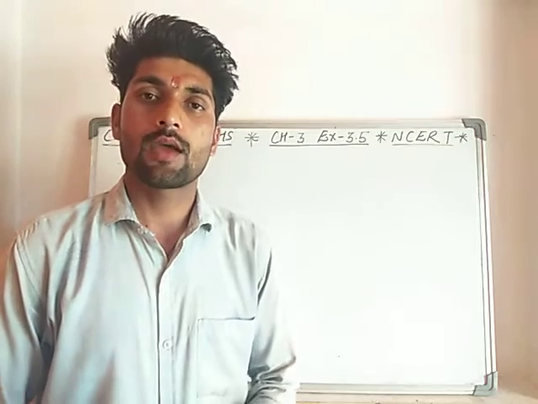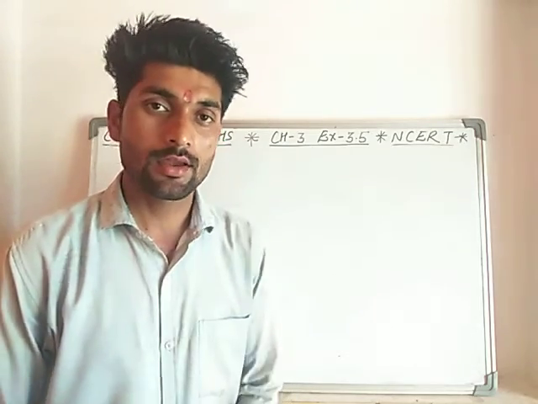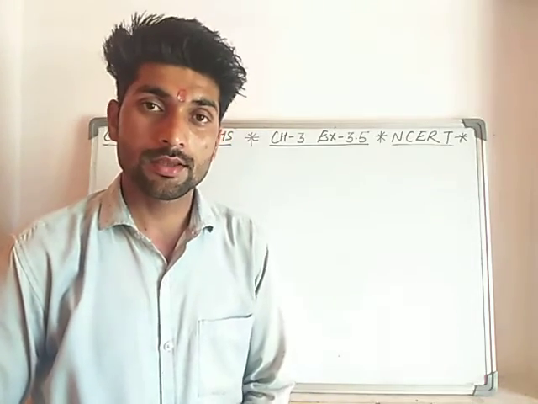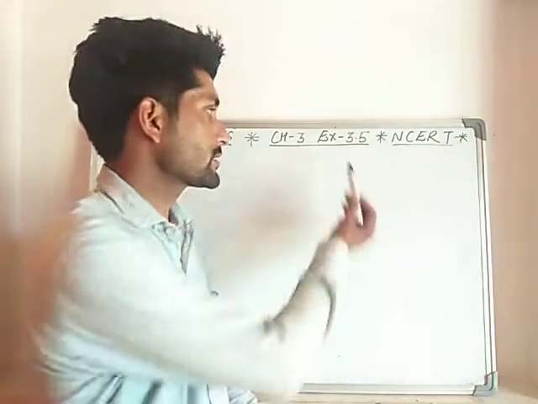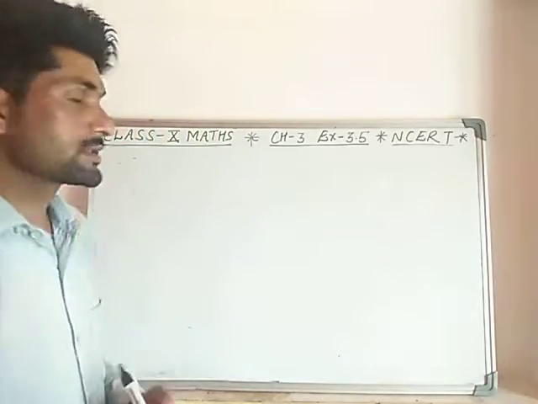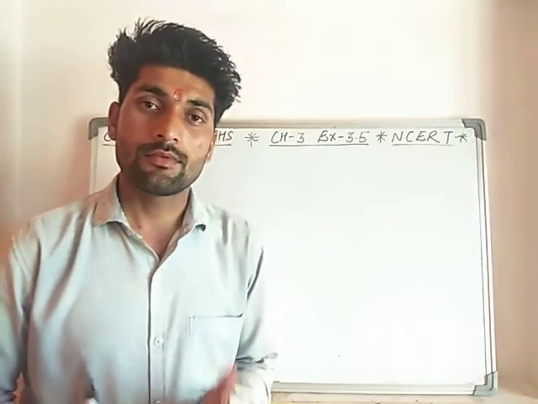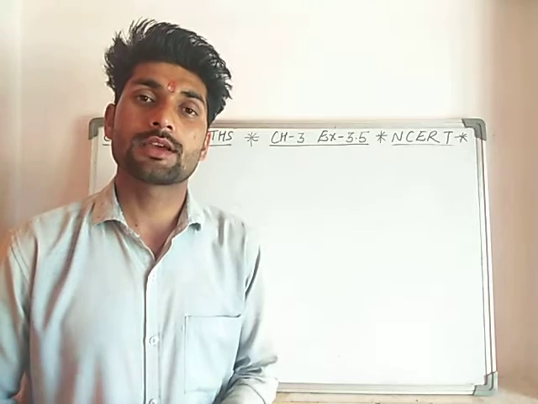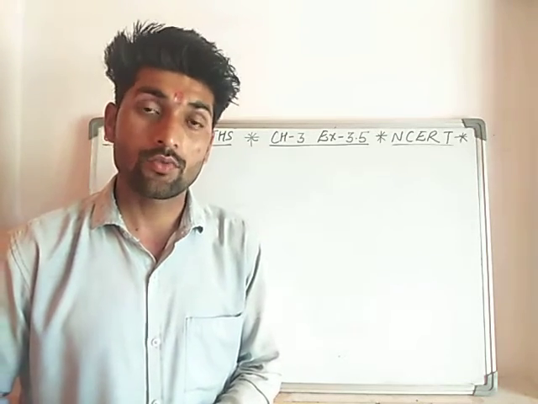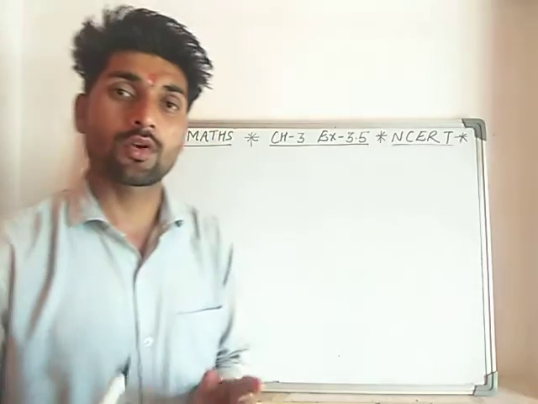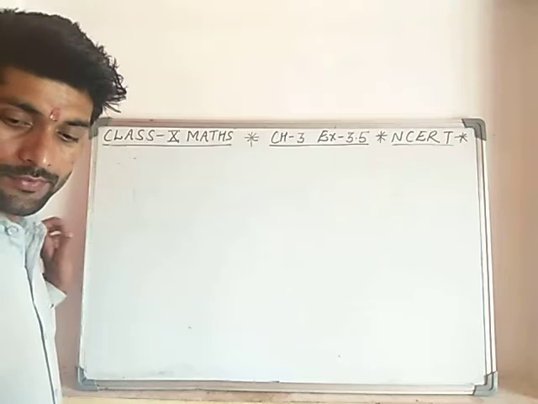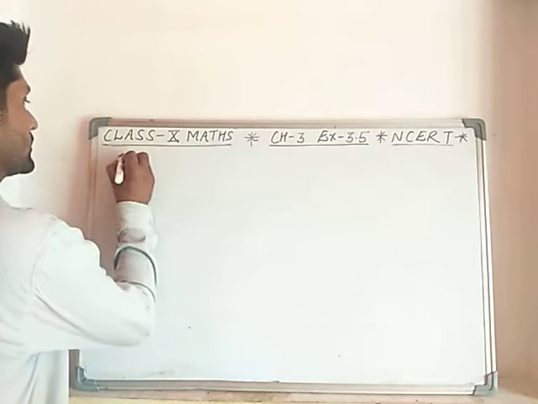Dear students, I am here with class 10th mathematics, chapter number 3, pair of linear equations in two variables, and today we are going to start exercise 3.5. Before we start this new exercise 3.5, we need to discuss the third algebraic method for solving a pair of linear equations in two variables, and the name of this method is the cross multiplication method. So we will discuss the cross multiplication method today.